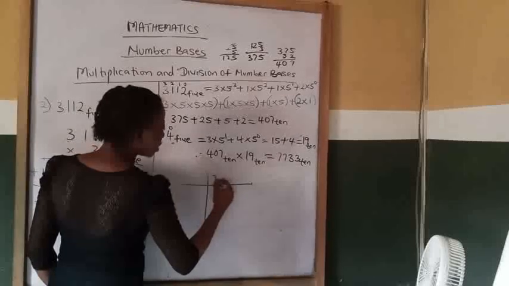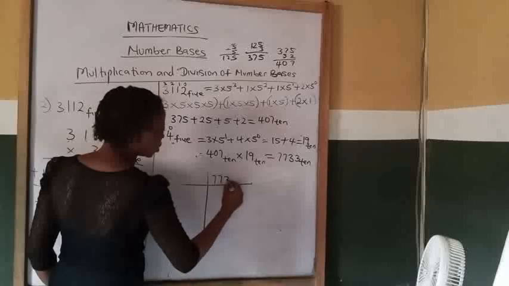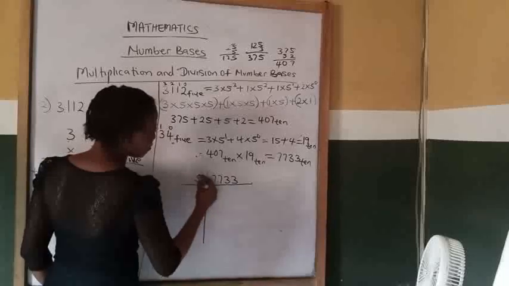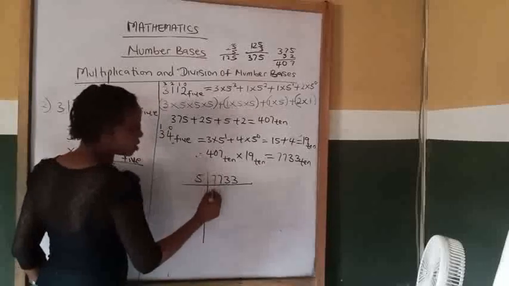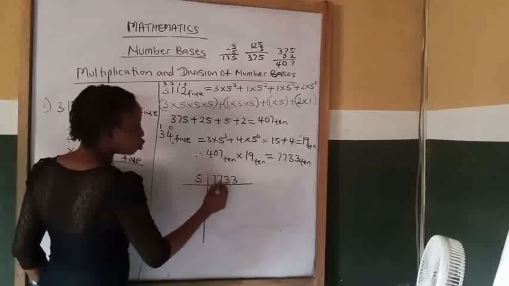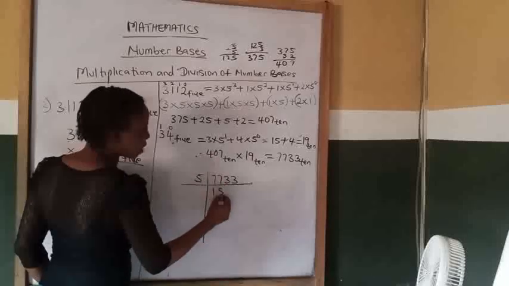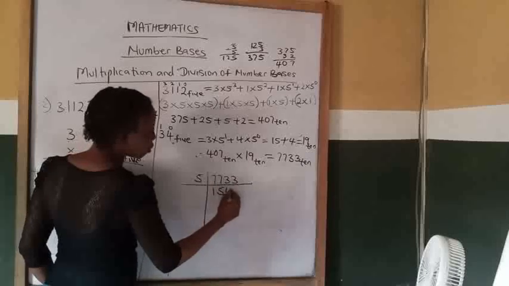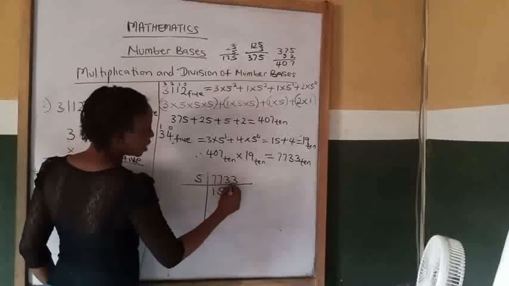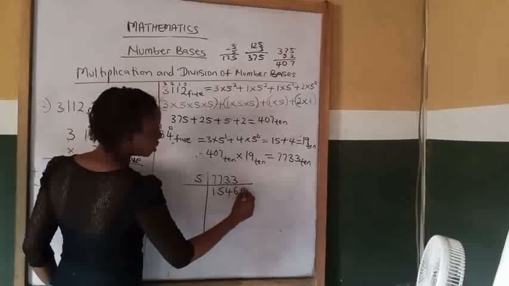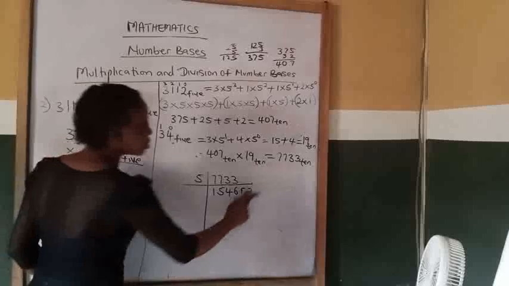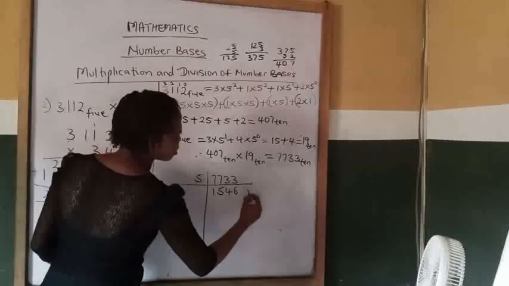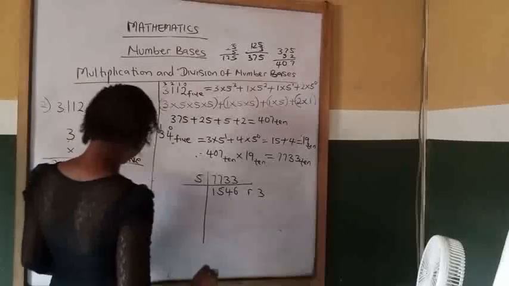So the one we have converted to base 10, 7733 divided by 5. How many 5 can we get in 7 is 1, carry 2. In 27, that is 5, remainder 2. In 23, that is 4, remainder 3. In 33, that is 6, remainder 3.